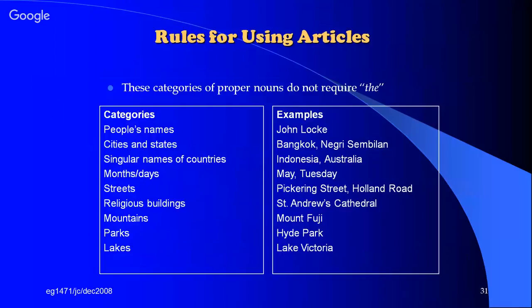Rules for using articles. Categories, examples: people's names like John Locke, cities and states, Bangkok, singular names of country, Indonesia, Australia, months or days, May or Tuesday, streets, Pickering Street, Holland Road, religious buildings, St. Andrew's Cathedral, mountains, Mount Fuji, parks, Hyde Park, lakes, Lake Victoria.